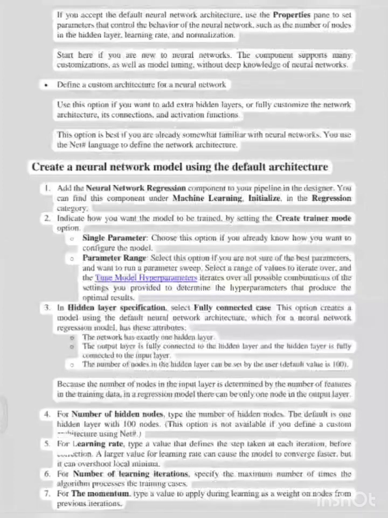5. For learning rate, type a value that defines the step taken at each iteration before correction. A larger value for learning rate can cause the model to converge faster, but it can overshoot local minima. 6. For number of learning iterations, specify the maximum number of times the algorithm processes the training cases. 7. For the momentum, type a value to apply during learning as a weight on nodes from previous iterations.